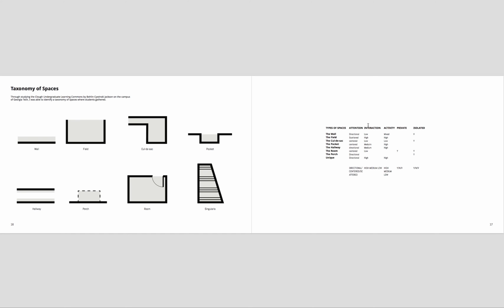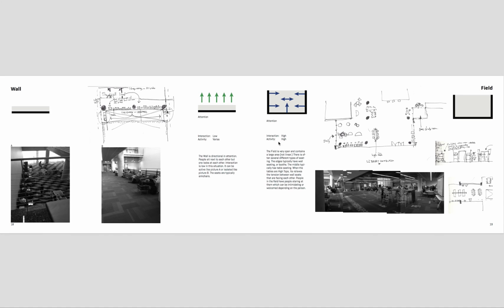Anyway, I looked at the way that each one of these has a direction of attention. A wall has a directed attention. You can see here people sitting along what I'm calling a wall space, walls within a broader field area. You can see the broader plan of the more open plan of a field. And I further analyzed the way that attention is directed, the amount of activity that's there, as well as how well it interacts with what's around it.